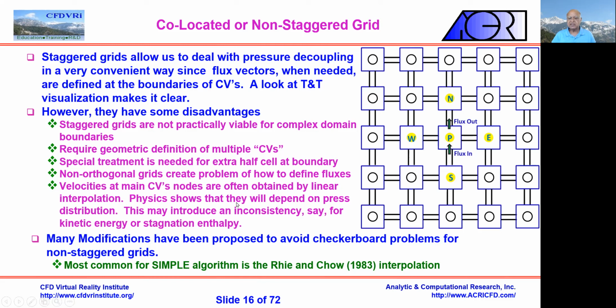So the physics shows that the velocity at any point is usually, if this pressure difference is significant, especially for incompressible flow, very strongly related to the pressure gradient, right? So you do not do a linear interpolation of velocity unless you have no other option. You must correct it for pressure gradient if possible, right? So many modifications have been proposed about this checkerboarding problem or aliasing problem for non-staggered grids, right? So the most common for the SIMPLE algorithm extension was that by Rhie and Chow.